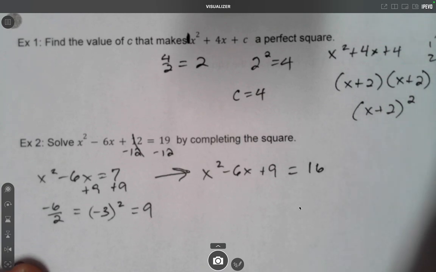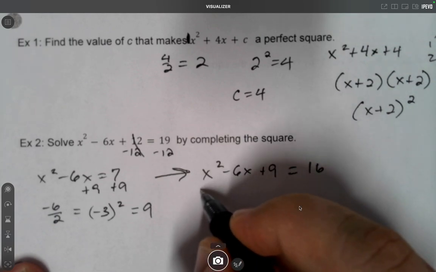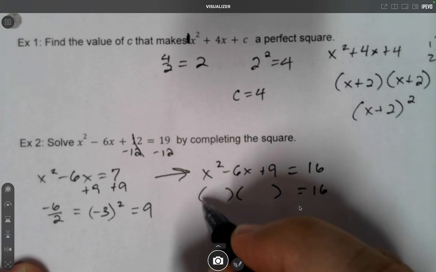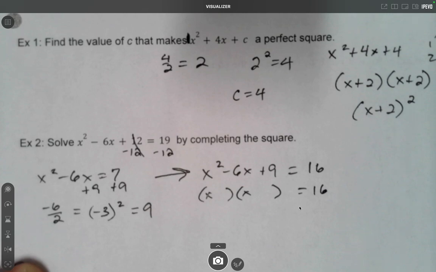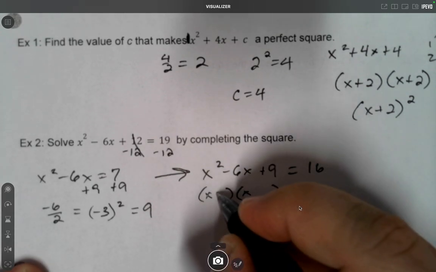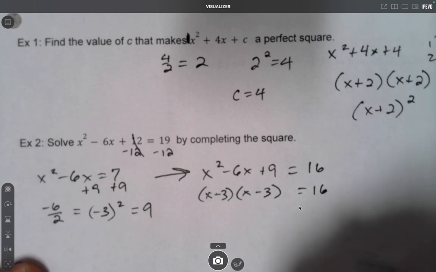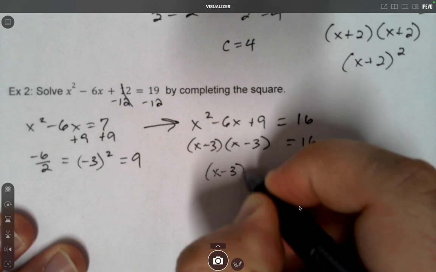So at this point, we can solve the equation because we can factor this. We say, okay, what will multiply to be 9 and add up to negative 6? That would be negative 3 and negative 3. And x minus 3 times x minus 3 is x minus 3 squared.